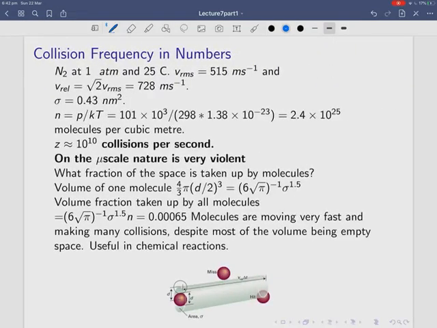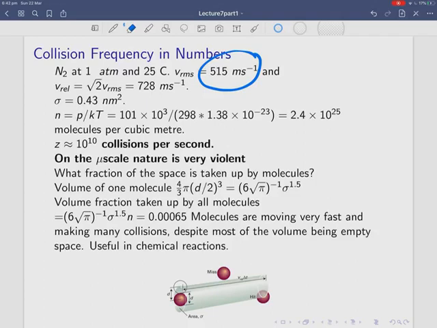Okay, so next, let's actually look at some numbers. The numbers we have are for nitrogen at 1 atmosphere and 25 degrees C. If you put in the numbers for kinetic theory for that, you get the RMS speed of your molecule to be about 515 meters per second, roughly the speed of sound, a bit faster. The relative velocity, which is a somewhat hazy concept that we're not going to gloss over or fudge through, is actually root 2 times the RMS speed. You can figure out why that might be the case. That turns out to be 728 meters per second.